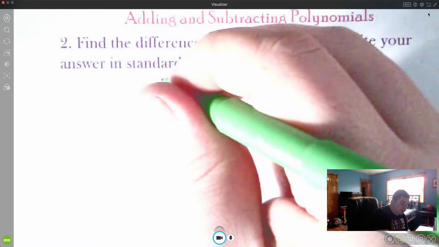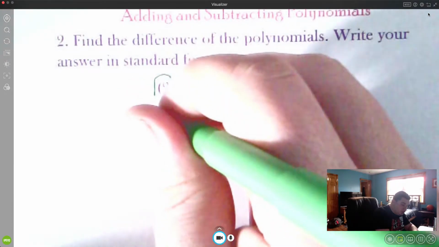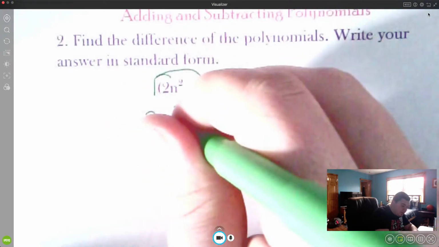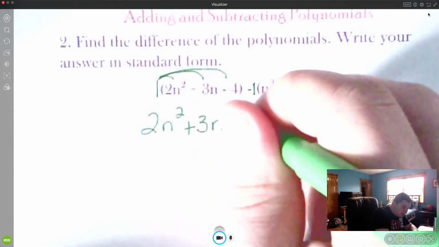Now, the first one should kind of look similar. We're multiplying by that positive 1, so nothing's changing. 1 times 2n squared is 2n squared. 1 times that 3n is positive 3n. 1 times the negative 4 is a minus 4.